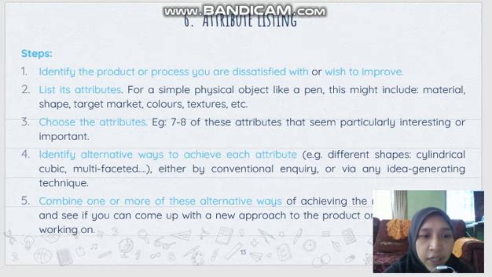Then identify alternative ways to achieve each attribute. For example, you may want a different shape: cylindrical, cubic, multifaceted, or something else, either by conventional inquiry or via any idea-generating techniques. So try to identify alternative ways of creating the attribute that you chose in step number 3. Then combine one or more of these alternative ways of achieving the required attribute and see if you can come up with a new approach to the product or process you were working on, in order to have a creative process.